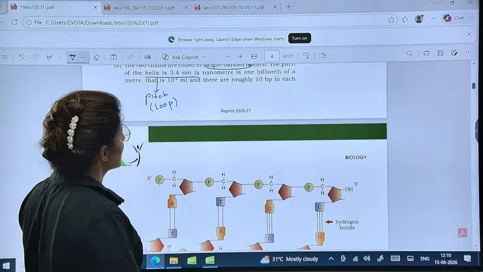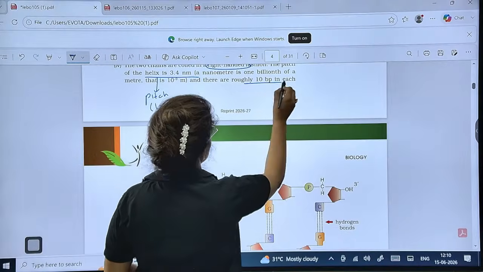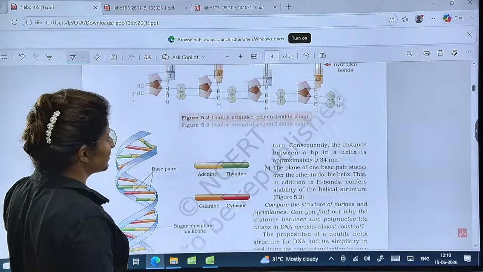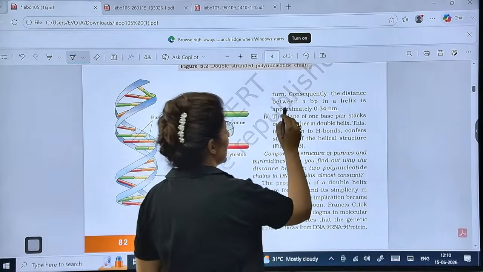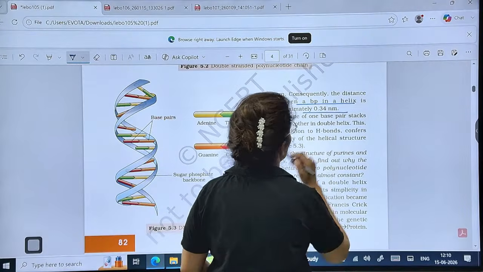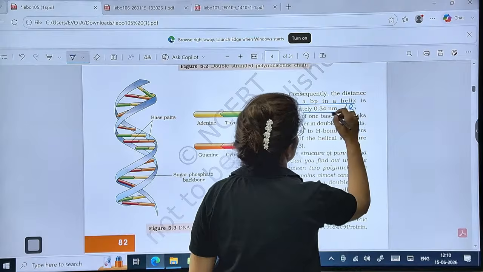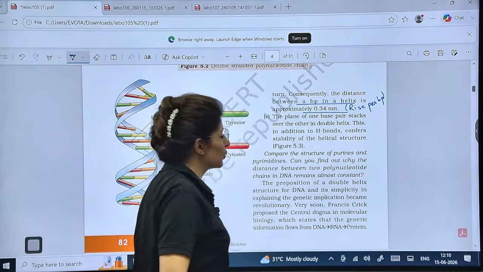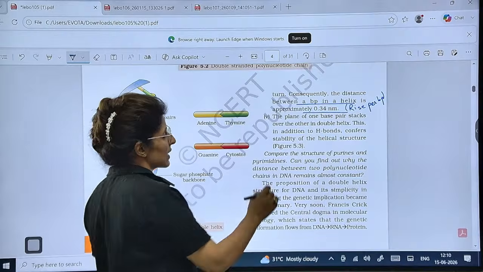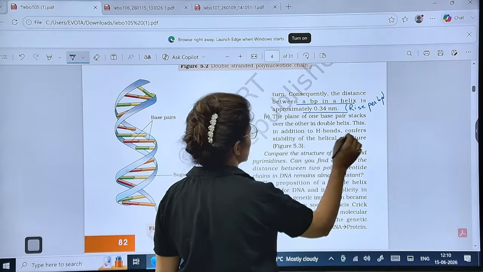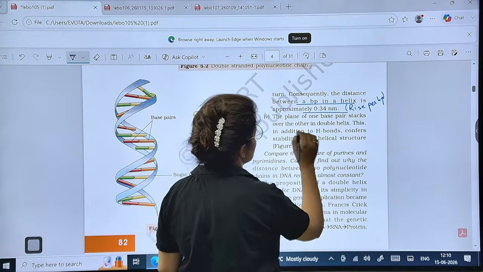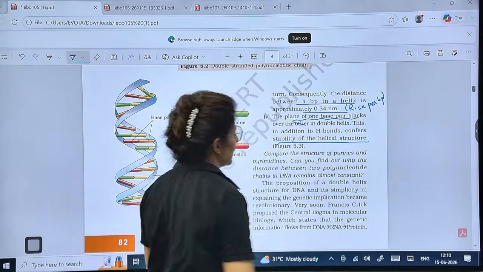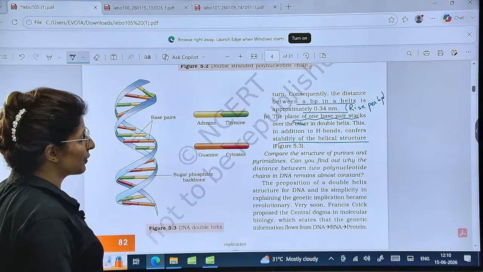And how many base pairs per loop? That is 10 base pairs. We are talking about B-DNA. Is that clear? Now the distance between any 2 base pairs is 0.34 nanometer. We can call it rise per base pair. Now the plane of one base pair stacks over the other in a double helix. In addition to this, it confers stability to the helical nature, the plane of the base pair. Is that clear to everyone?